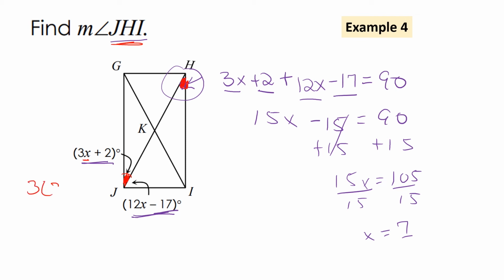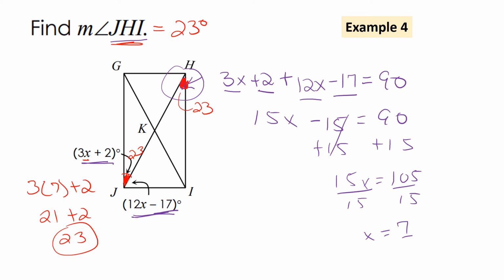So 3 times 7 plus 2, 21 plus 2, that is 23. So the measure of this angle here would be 23. So the alternate interior angle would be 23 as well. So the measure of angle JHI is 23 degrees. Let's just take this problem a little further.